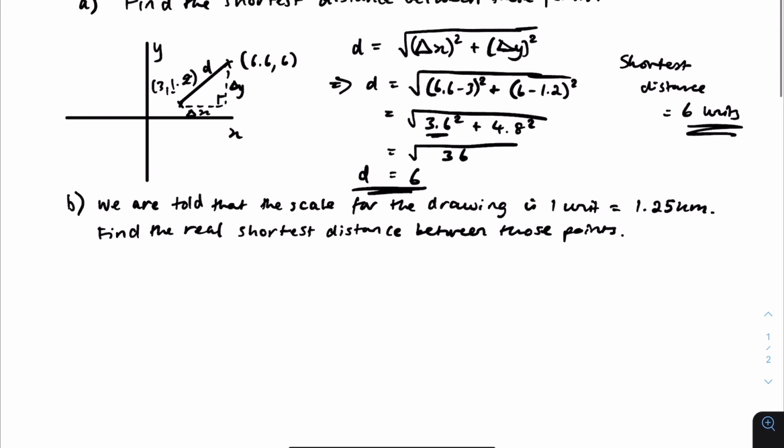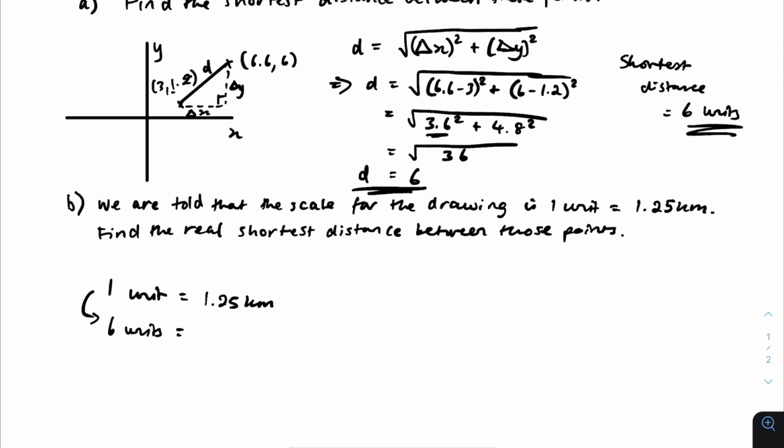So we are told that the scale factor for the drawing is 1 unit is equal to 1.25 km. Find the real shortest distance between those points. All right, this is fairly easy. So we established the shortest distance is 6 units. Let's just write that 1 unit is equal to 1.25 km. And we know 6 units is the distance.